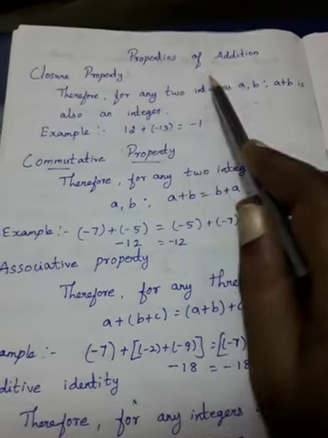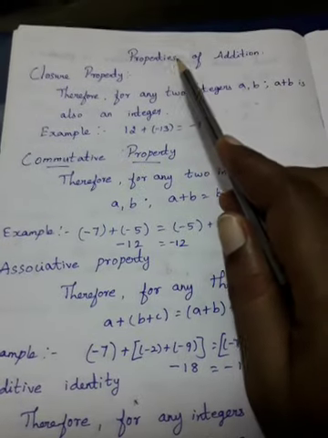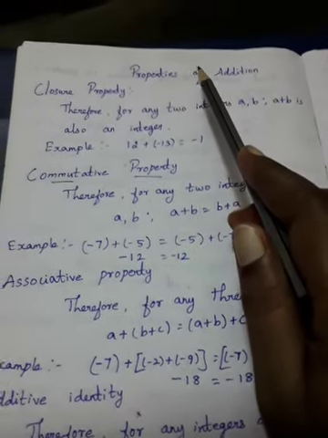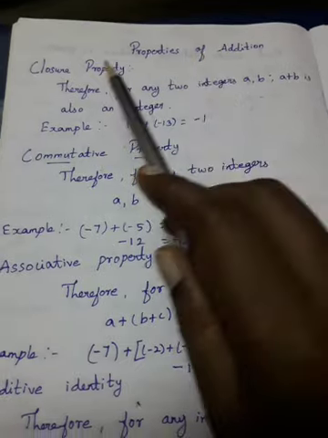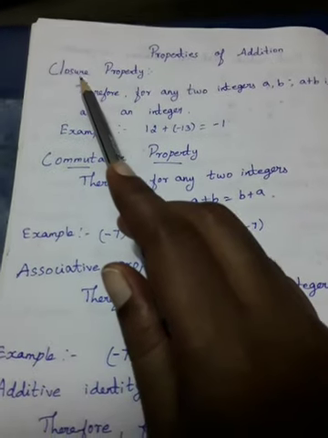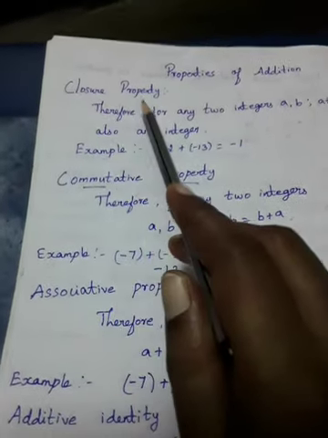Properties of addition. What is the properties of addition? We add the numbers. We have some properties for how we add the numbers. So only we are going to see that. First one is closure property.